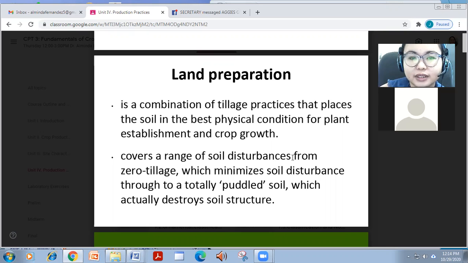Yes, very good. If not, then you're going to do the different preparation or practices we call tillage practices. As you have said, it is a combination of tillage practices that places the soil in the best physical condition for plant establishment and crop growth.